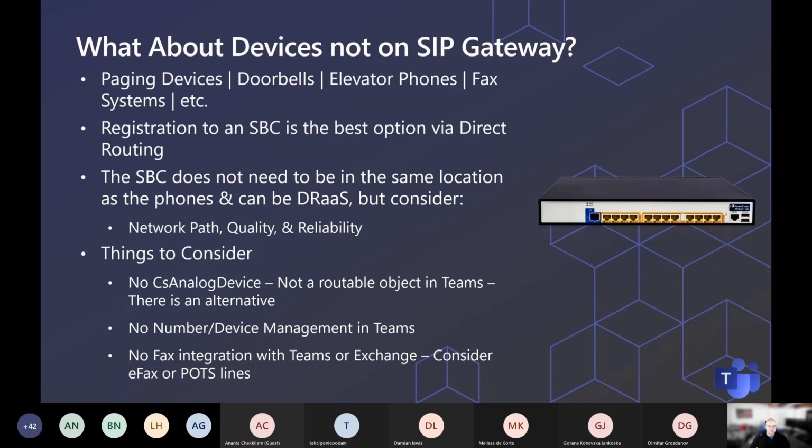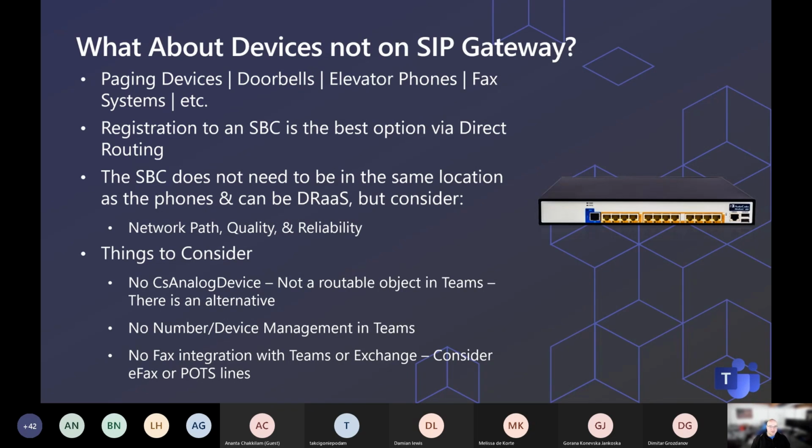Like Skype for Business Server, that used to be a command, New-CsAnalogDevice. That does not exist with Teams, so we have to work around that. Also, since this is outside of the scope of Microsoft Teams, there's no other way to manage this via Teams, so it's going to be managing the SBC, and you're going to need to know the configuration path for doing that. Additionally, there's also no fax integration with Teams or Exchange. So at that point, you might want to consider an eFax solution or dedicated POTS lines. And for those POTS lines, you can put a media pack in between the limited dial scope.